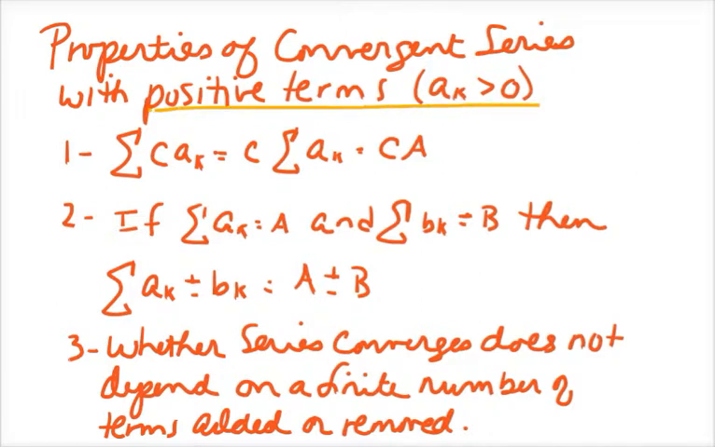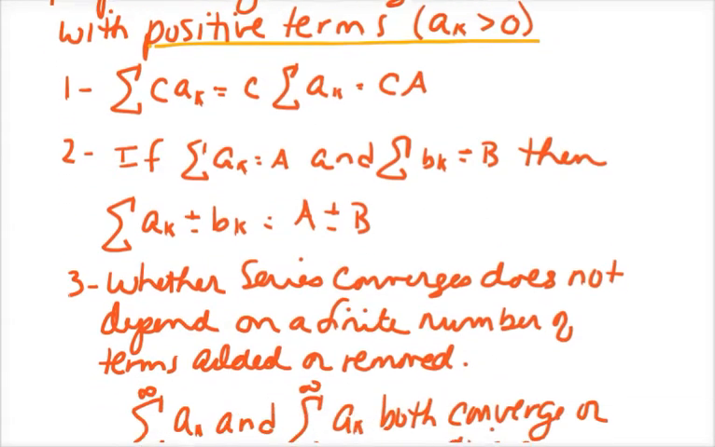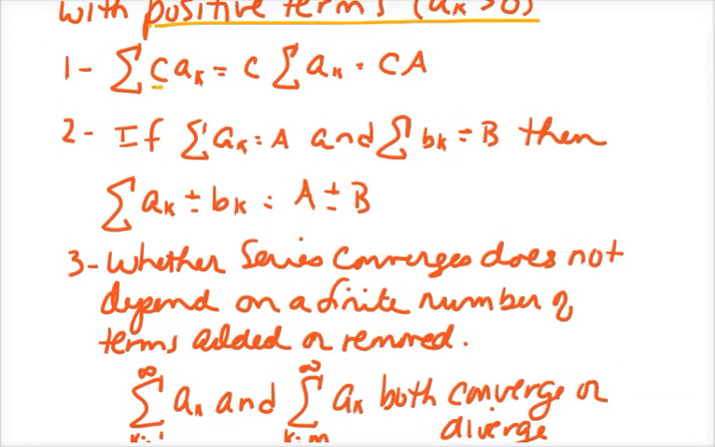these laws hold for positive terms. So all the AKs have to be greater than 0. If that's the case, the first one says if you multiply the series by a constant, then you can multiply the convergent value by the constant. So that's pretty straightforward, and that falls in line with limits.